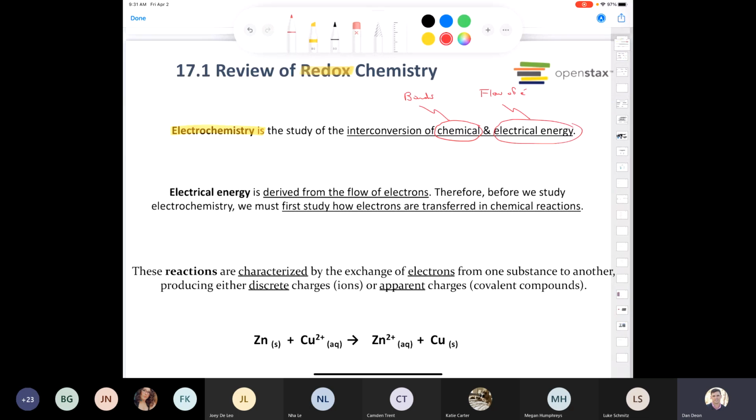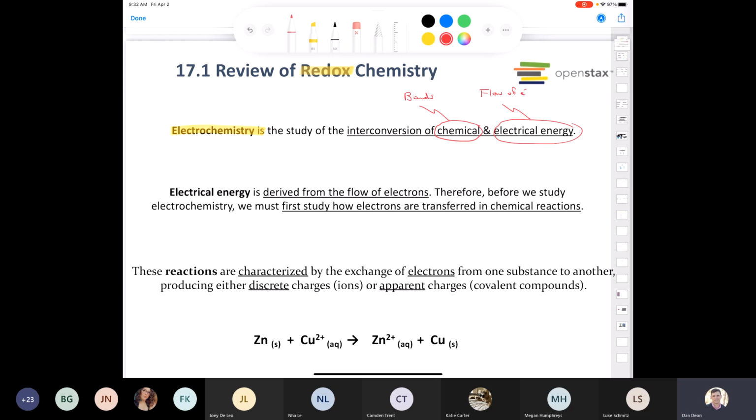In order for us to understand electrochemistry, we have to be able to understand the flow of electrons in reactions. So we're going to look at oxidation and reduction reactions wherein there is a flow of electrons. And oxidation and reduction are mutually exclusive. You can't have one without the other.